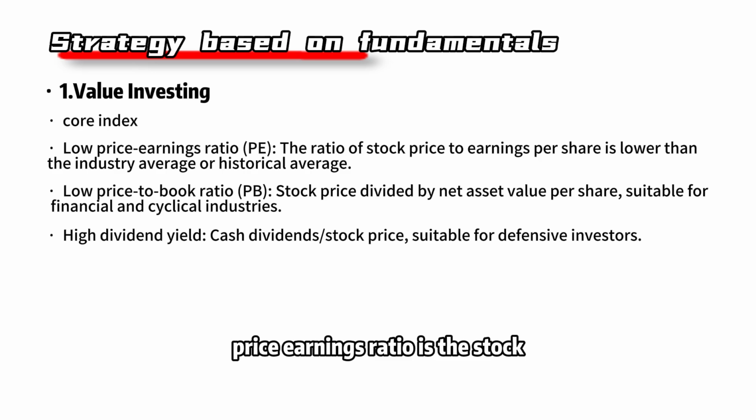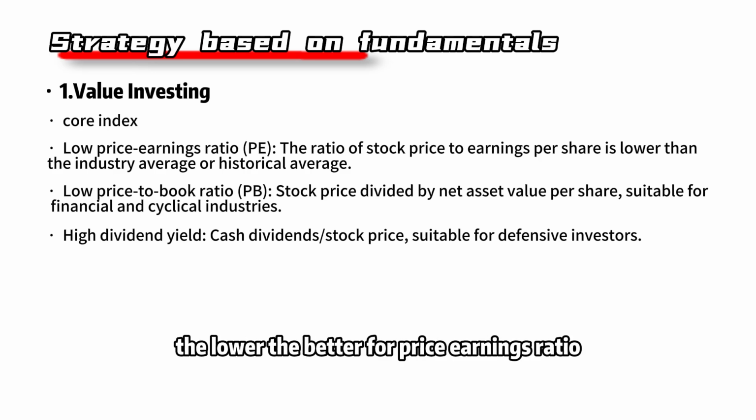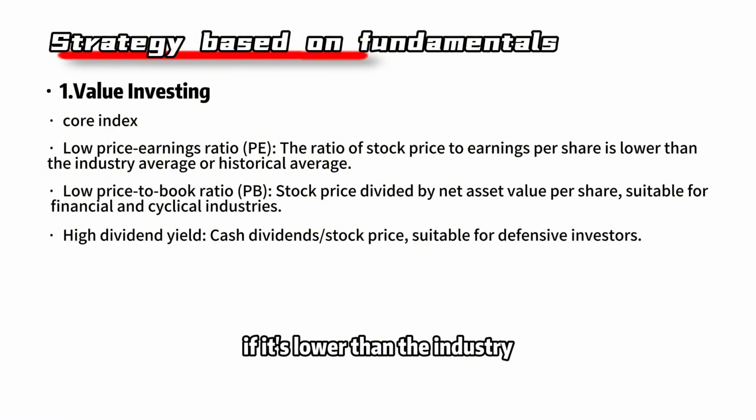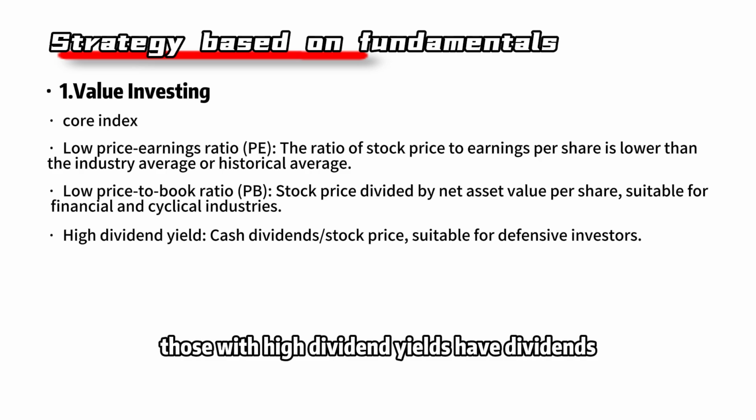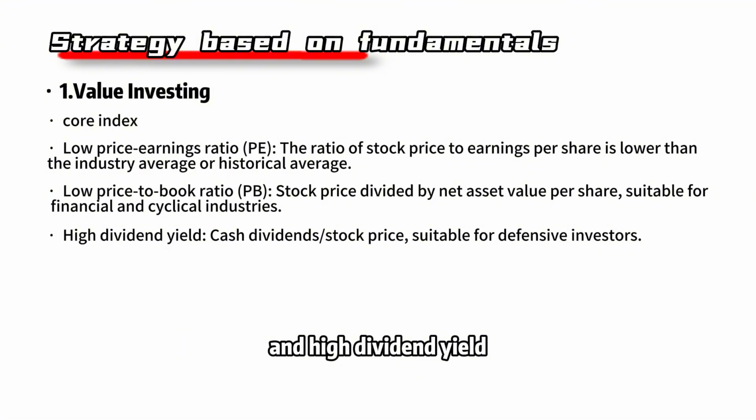Price earnings ratio is the stock price divided by earnings per share. The lower, the better. If it's lower than the industry average or historical average, it is relatively safe. The same goes for price to book ratio. Price to book ratio is the stock price divided by net assets. For example, banks, mines, financial and cyclical companies. You can look at their price to book ratio. Those with high dividend yields have dividends and high dividend yield.